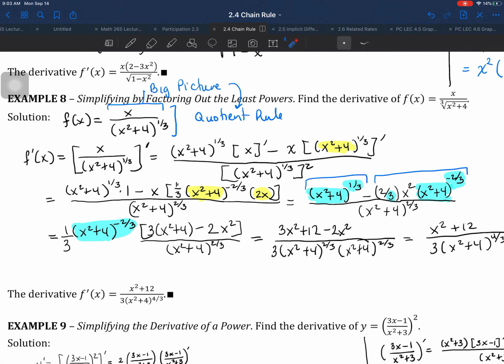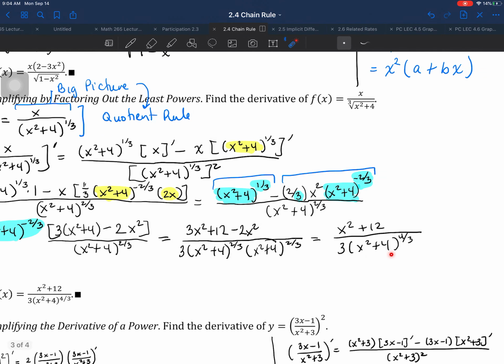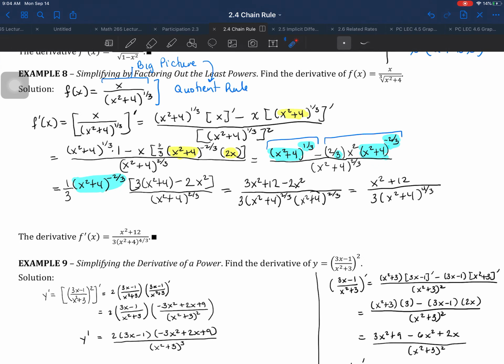It's one of the benefits of doing this. So 3x squared plus 12 minus 2x squared. Combine the x squares, and that will give us 1x squared plus 12. On the bottom part, in the denominator, this becomes a product. The 3 is a product, and then we have x squared plus 4 to the 2/3, and we multiply those together. When you multiply two bases, you basically just add their powers, and that's 3 times x squared plus 4 to the 2/3 plus 2/3 is 4/3, and that's it, right?